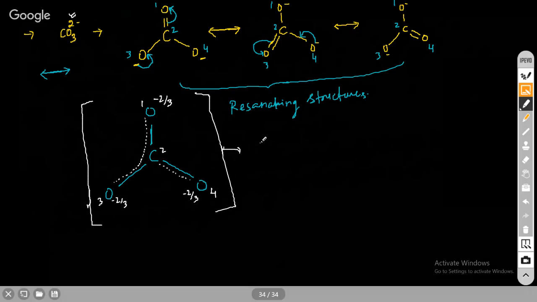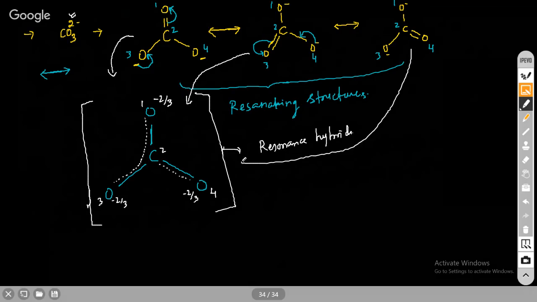This is the resonance hybrid or real structure. Now, this resonance hybrid will have the properties which are given by all these resonating structures. Means a few properties will be contributed by the first structure, a few by the second structure, and a few will be contributed by the third structure. So all these resonating structures will contribute to the properties of the resonance hybrid. Okay.